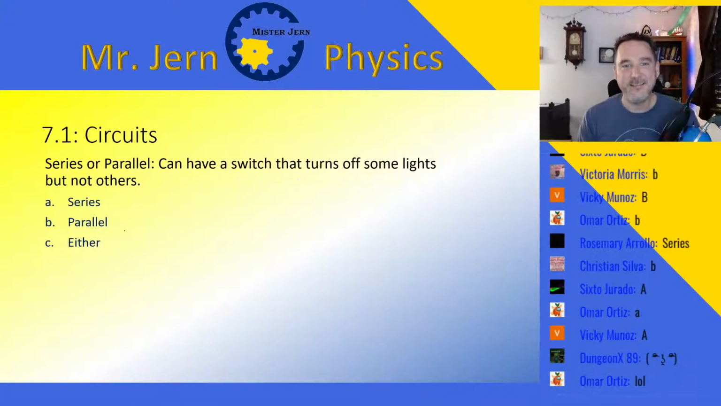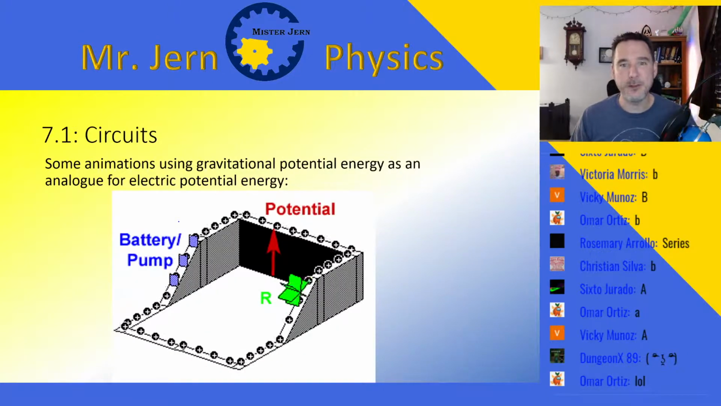All right. So yeah, the answer is B. I'm guessing some of you are going to write B. Somebody's going to write B, but we'll see. Oh, maybe not. Yes, parallel. You can have a switch that turns off some lights but not others. Your house is wired in parallel. You have light switches that can open up some circuits but not others.